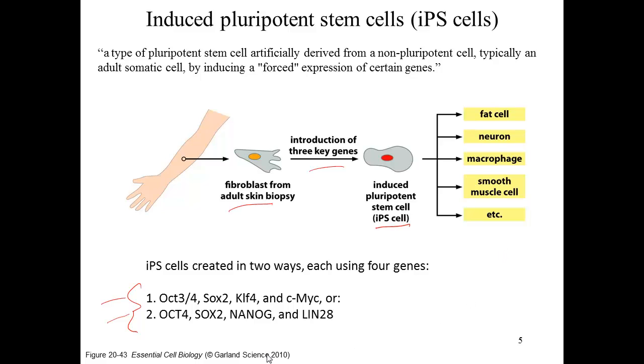There are some problems with these. Again, first, you're inserting genes into genomes. They can cause mutations when they're inserting in. These 2 genes are proto-oncogenes, which can, if aberrantly regulated, lead to tumor formation. And so there's still plenty of work to be done.